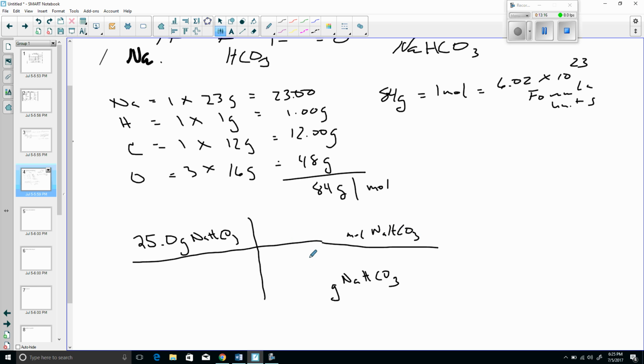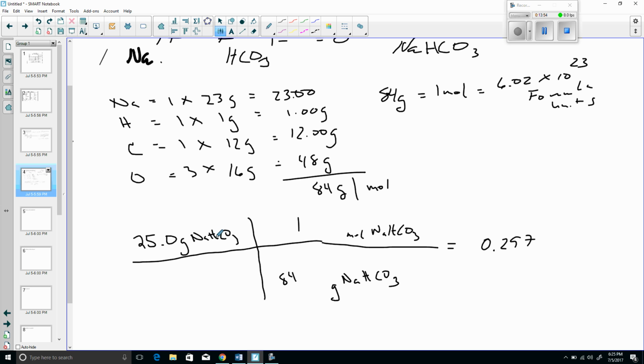So we're going to have moles of sodium bicarbonate on the top. Now, how many grams were in a mole? Well, we did the molar mass. We found that 84 grams was equal to 1 mole. Now we simply multiply everything on the top, so it's 25 times 1, which is 25, and we divide by everything on the bottom, which is 84. So essentially it's 25 divided by 84. We can do that, and we will get 0.297. But what is our unit?